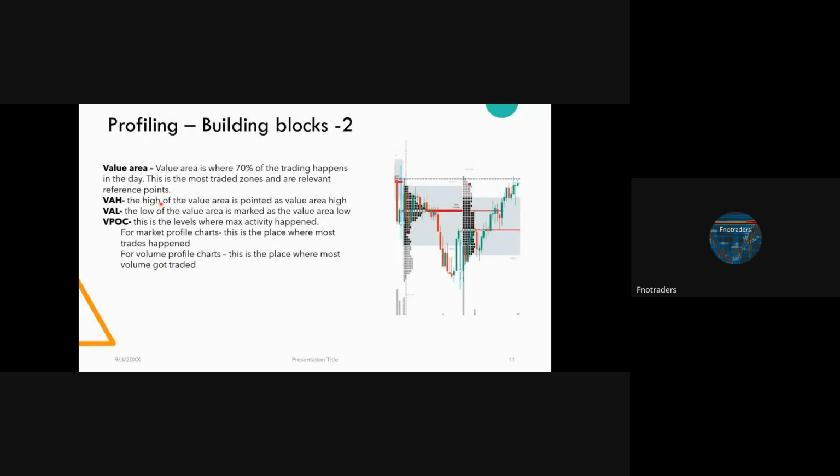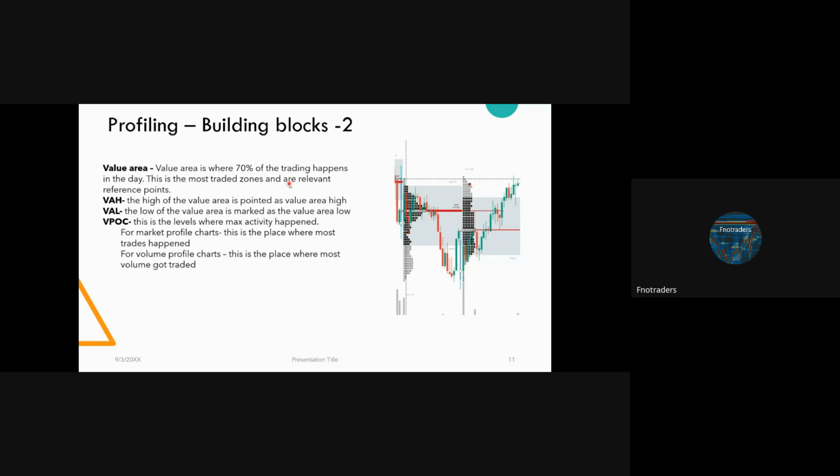There are two or three key components of this entire profiling information. One is your value area. Value area is what? A value area is typically the 70% traded volume, or where the market has found balance in terms of 70% of the time it has traded in that zone.